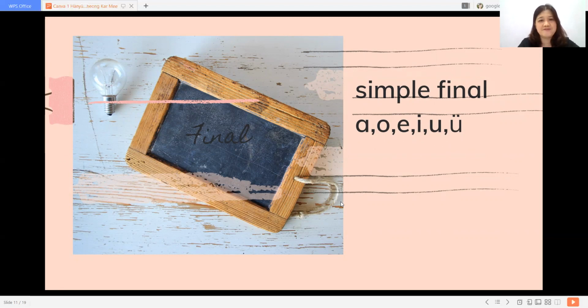Let's go through the finals one by one. The first one we call simple finals. Try to look at this. It's similar to the ABC, but if you look carefully, the sequence is a little bit different. It started with A. You can follow me. Then O. The third one is I. The fourth one is E. The fifth one is U. And the last one is Ü.